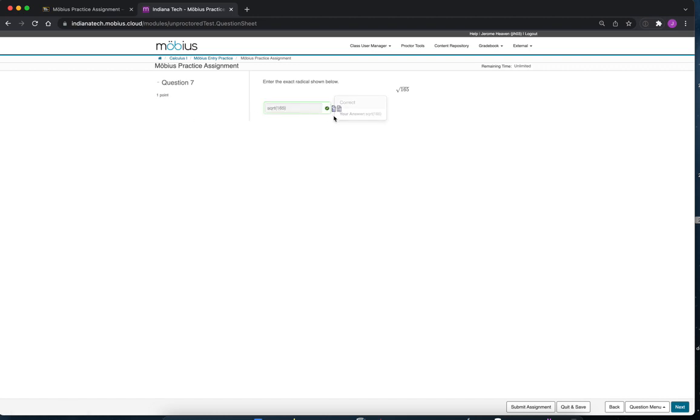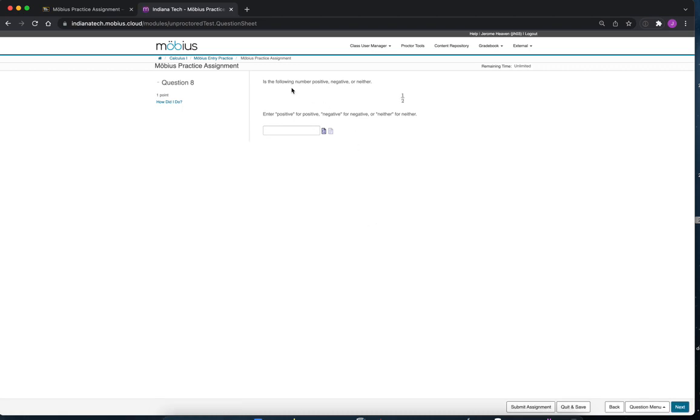If you wanted to switch, in fact, let me go ahead and switch it to the 2D mode or palette. If I wanted to do that, then here is the symbol that I would use. So square root, and then I just put the 165 under it. How did I do? I did pretty well. And let's move on.